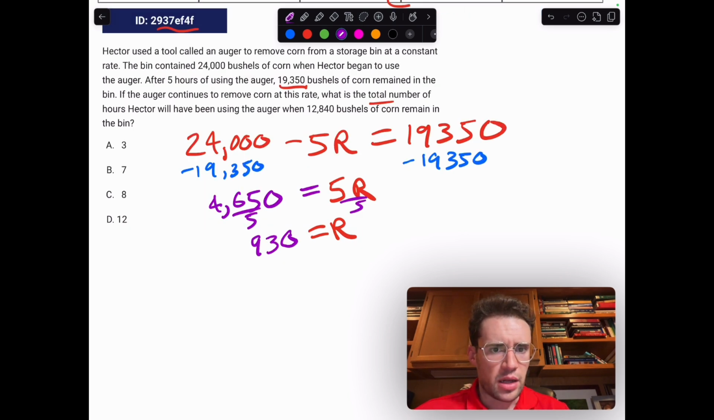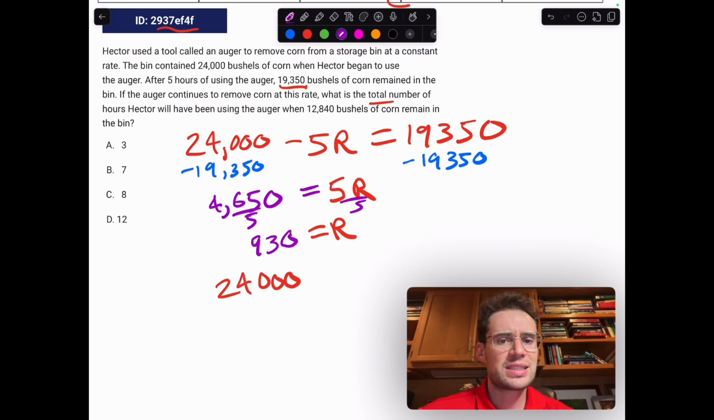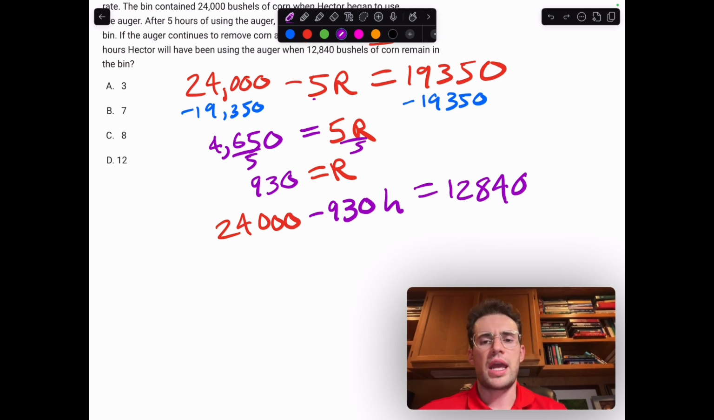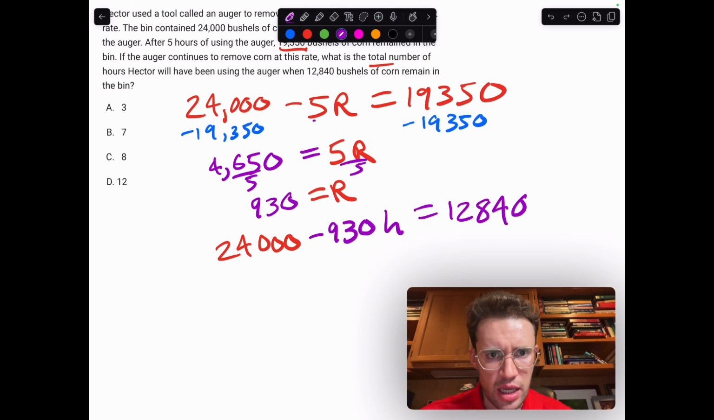That's your hourly rate. So if we write it out, you have 24,000 minus 930 times the number of hours, right? They gave us the number of hours was 5 originally, but we're trying to find how many hours it would take to get down to 12,840. So now we're just solving for what H is. What is the number of hours? It did say in hours.